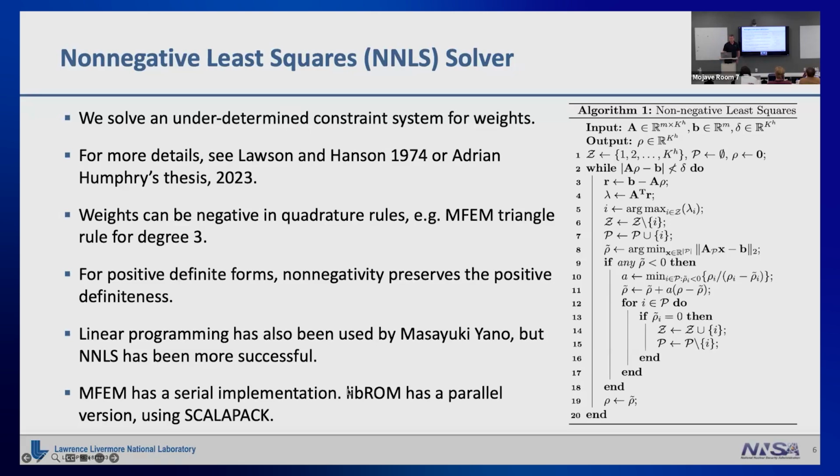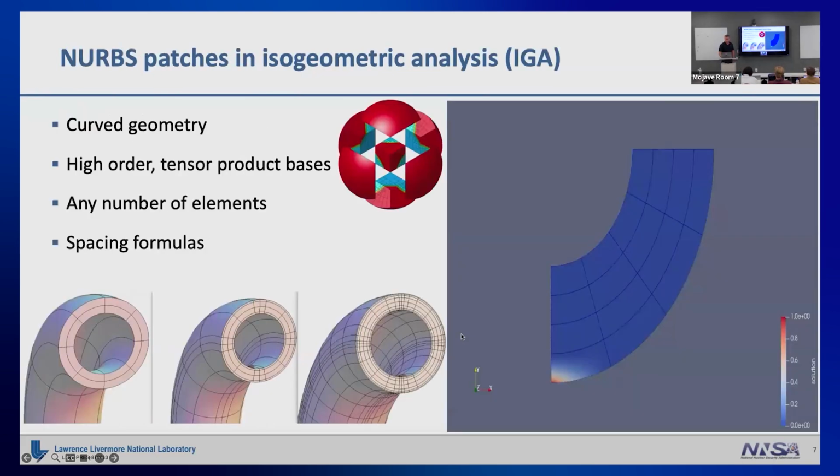MFEM now has a serial implementation, which is fine for the NURBS patch examples that I'll show in a moment. But we also have another library called LaghosROM that has a parallel version using ScaLAPACK. And I'll show examples of that later that are applied to the global space. So first, a very brief introduction to NURBS.